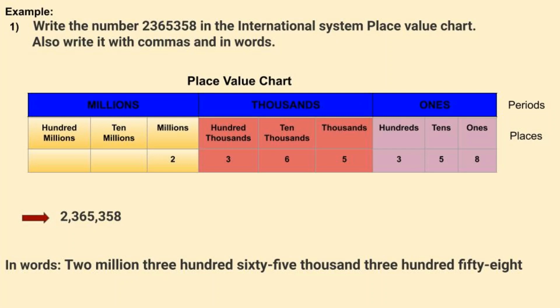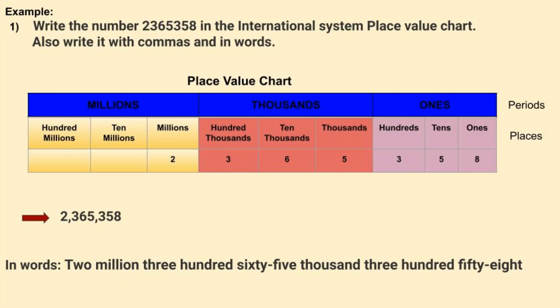Next, we have to write the number with commas. In the international system of numeration, commas are inserted after every period, that means after every 3 digits, because for each period there are 3 places. Start from the right side of the number: 8, 5, 8. It comes under ones period. So we have to insert one comma here. Then 5, 6, 3. It comes under thousands period. We have to insert one more comma. The answer is 2,365,358.